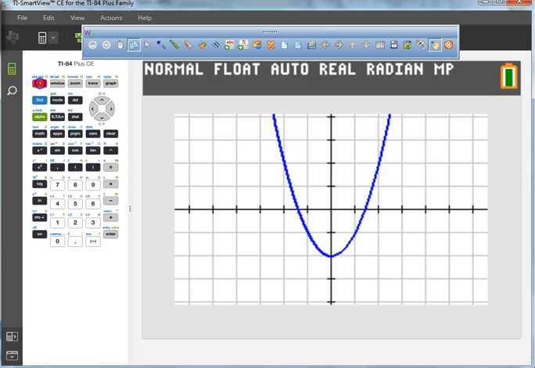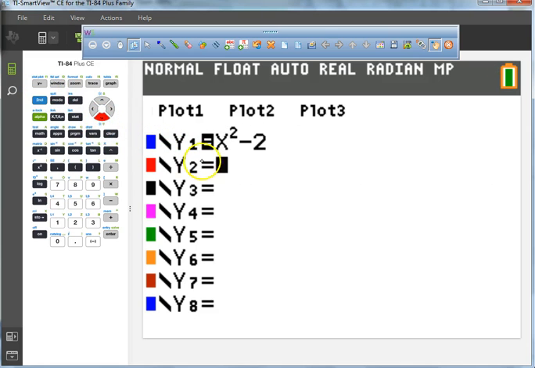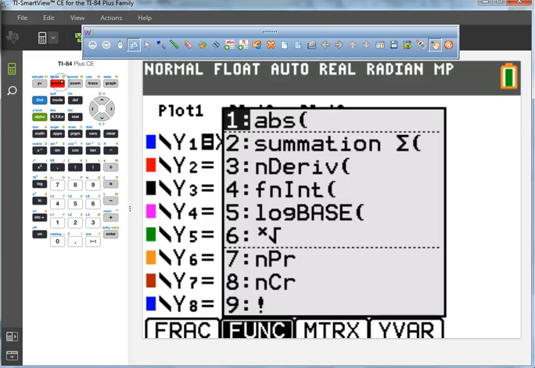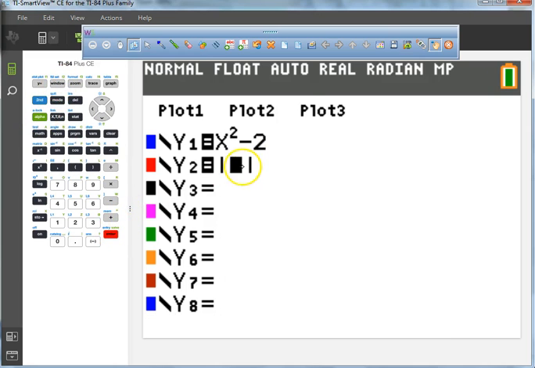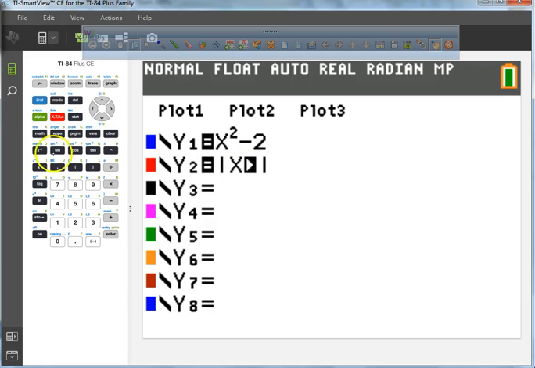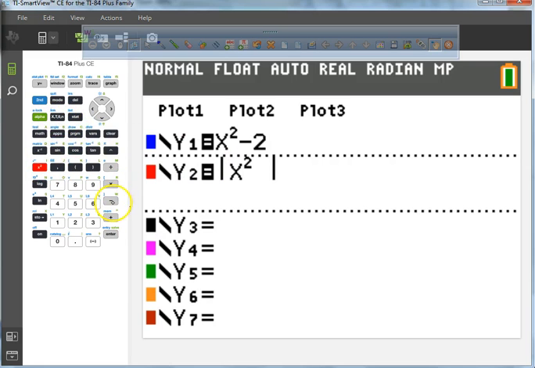Now what I want you to do is hit y equals, go down to y2, and this time hit alpha window enter to get your absolute value. And this time type your function inside of the absolute value. So right now, see how this is x squared minus 2? Now we're just placing it inside of your absolute value. When you get done with that, hit graph. It's kind of cool. Just watch it.